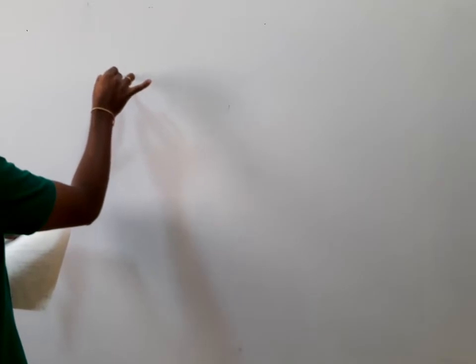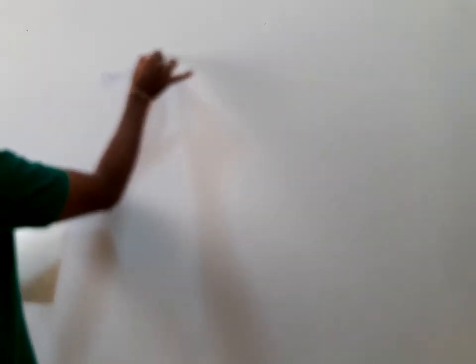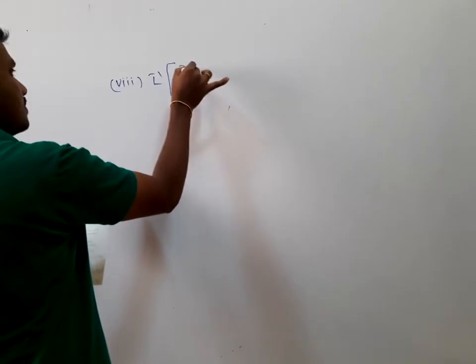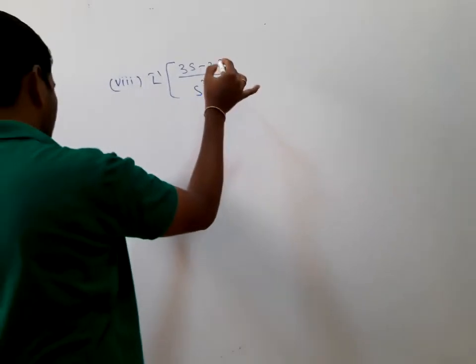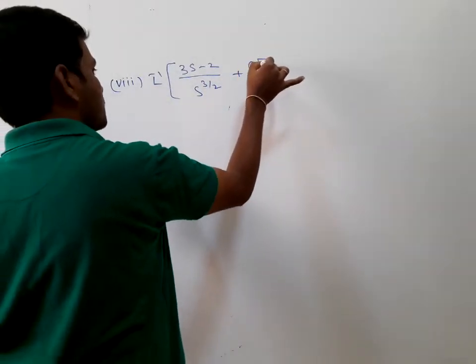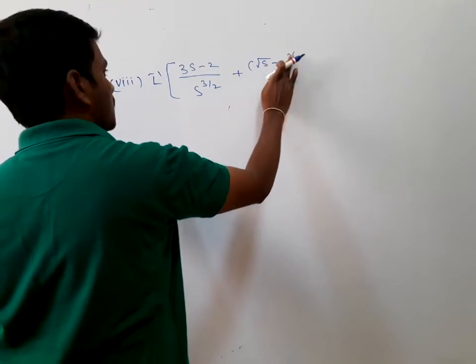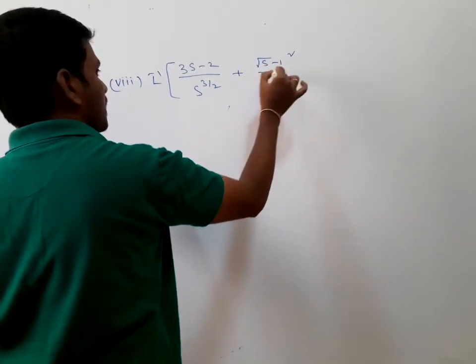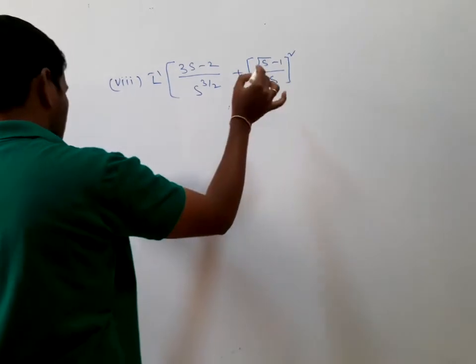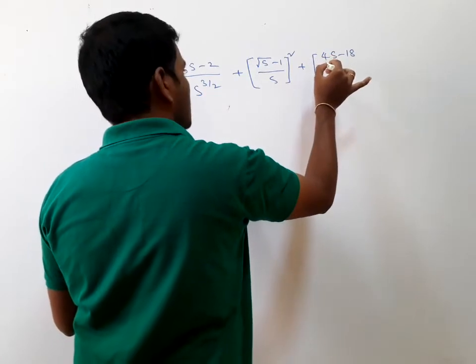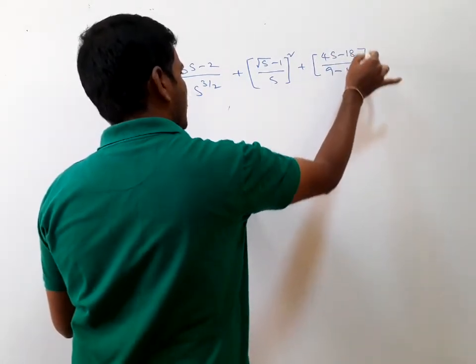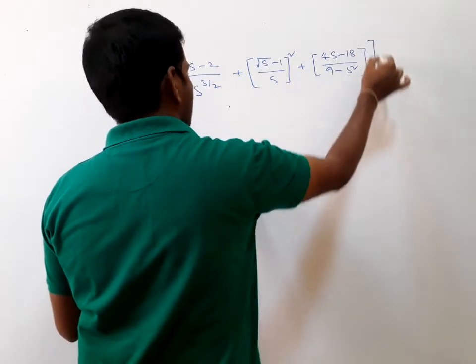Next. In the same way, we are trying to compute the inverse Laplace transformation of 3s minus 2 divided by s to the power of 3 by 2, separate the terms, plus root s minus 1 whole square divided by, root s minus 1 by s whole square, plus 4s minus 18 divided by 9 minus s square. You take out the minus as common, right? Evaluate it.